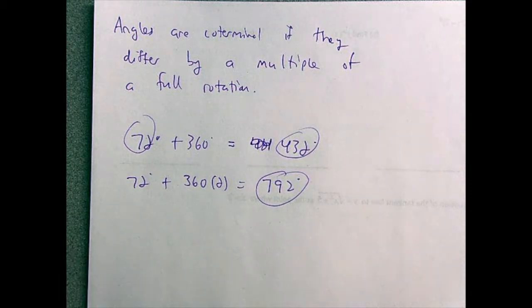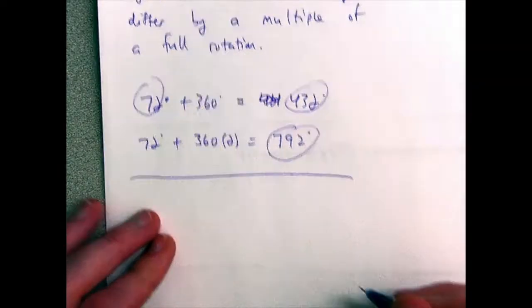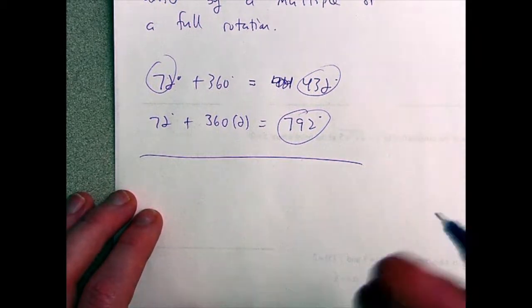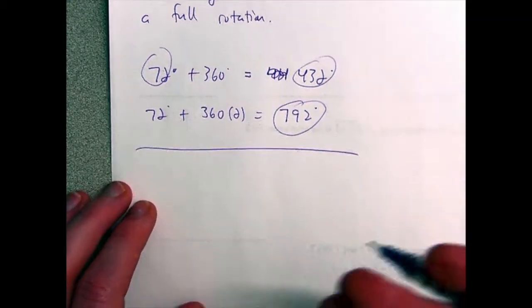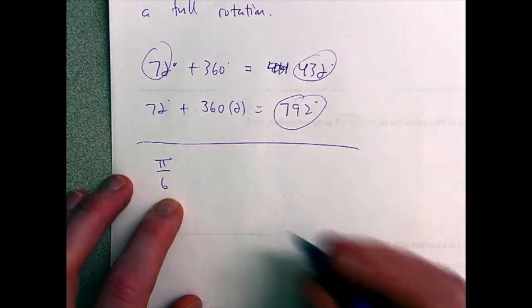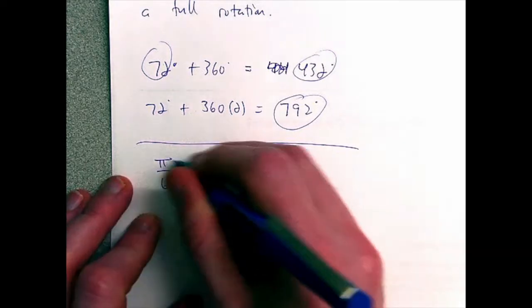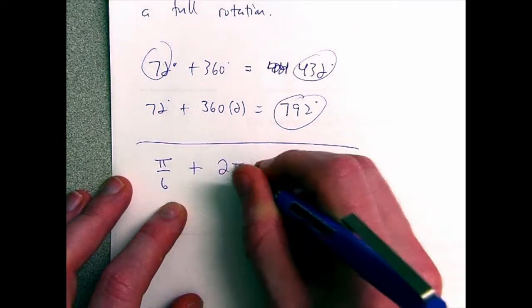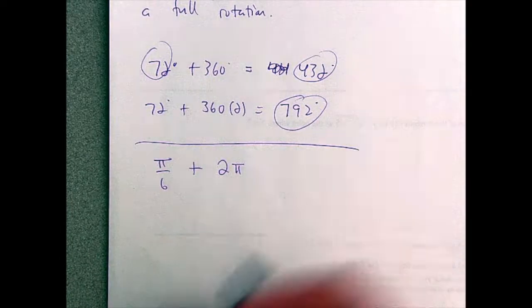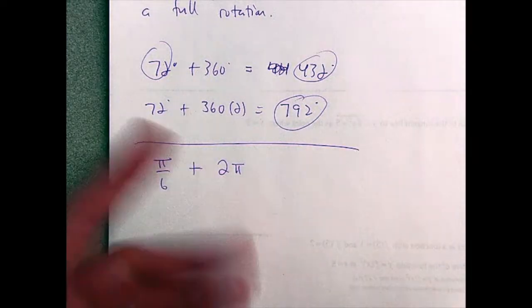And you can also subtract full rotations. You can subtract 360, right? And you can add and subtract 360 as many times as you want. Now, if you're in radians, then you're going to add and subtract 2 pi, because in radians, a full rotation is 2 pi. So if you have like pi over 6, that's an angle in radians, and you want an angle which is coterminal with this, then you could just add 2 pi. And the resulting angle will be coterminal. It will be essentially the same because you've just added a full rotation.